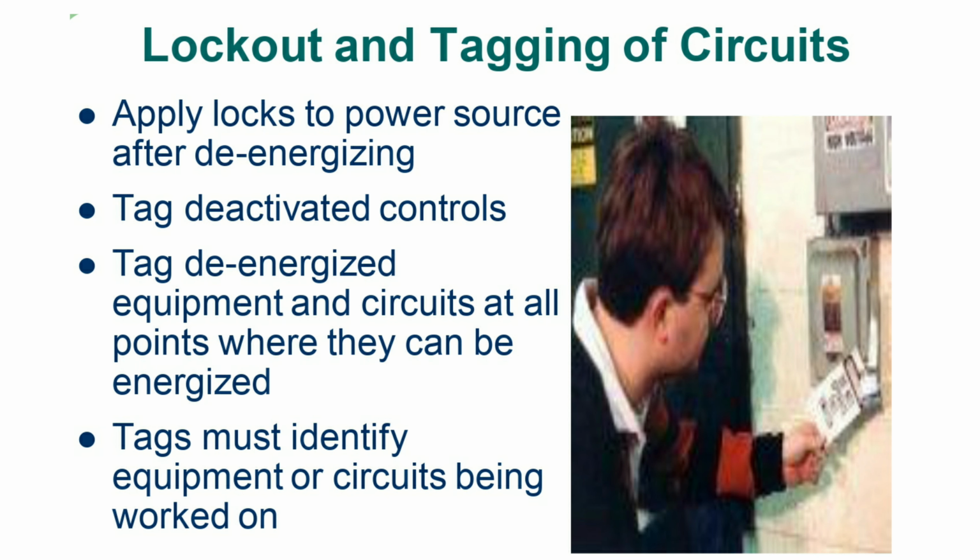Lockout and tagging of circuits: apply locks to the power source after de-energizing, tag deactivated controls, tag de-energized equipment and circuits at all points where they can be energized. Tags must identify equipment or circuits being worked on.